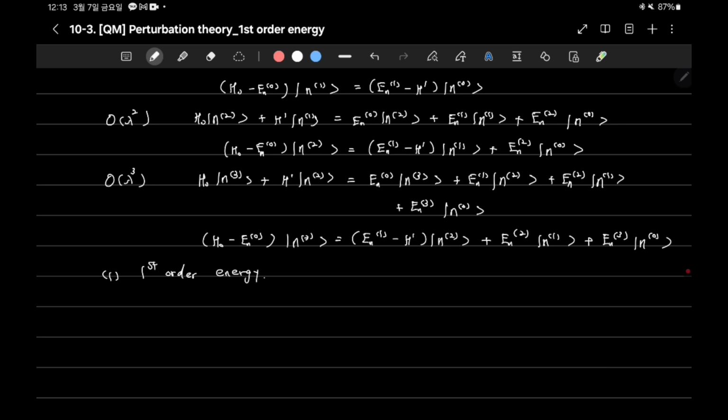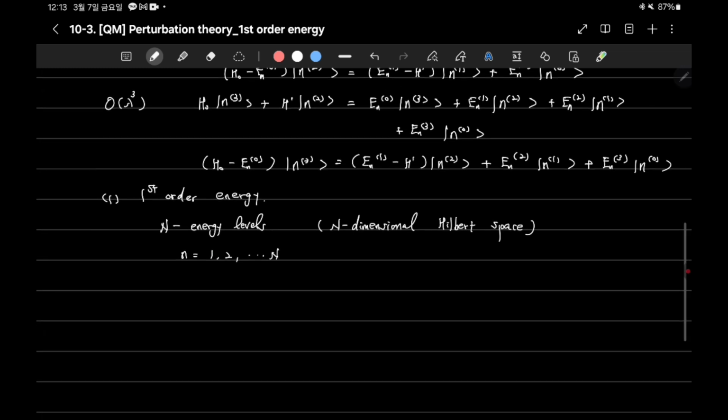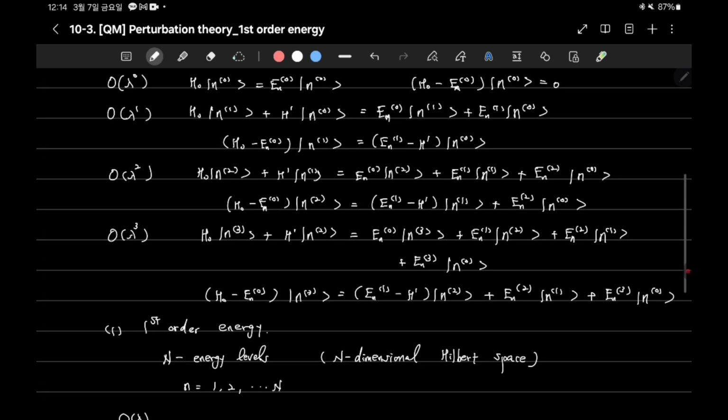Let's consider the first order energy. Here we consider a system with n energy levels, which means an n-dimensional Hilbert space. The energy states run 1, 2, up to the nth level. We are only focusing on the order of lambda, which we already calculated.